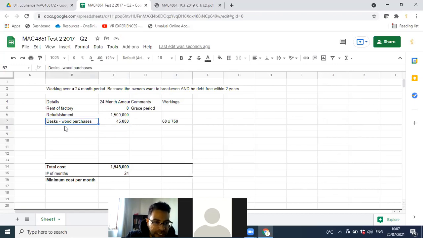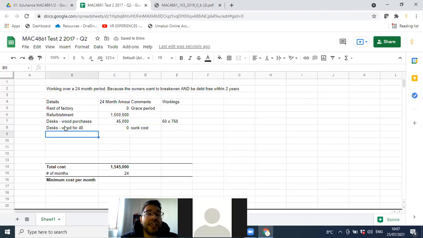So here we're going to say desks would for 40. So here we're going to say it is 0. And in the comment we're going to say sunk costs.